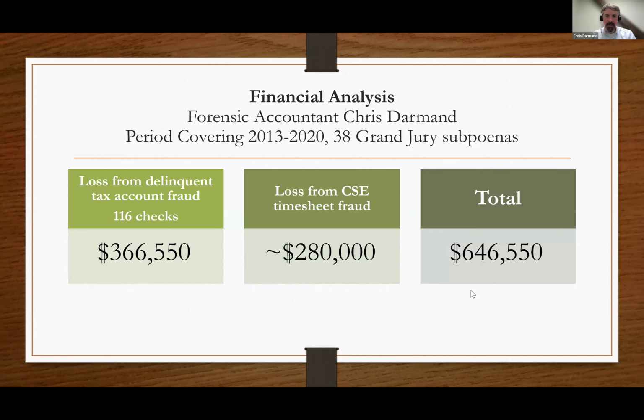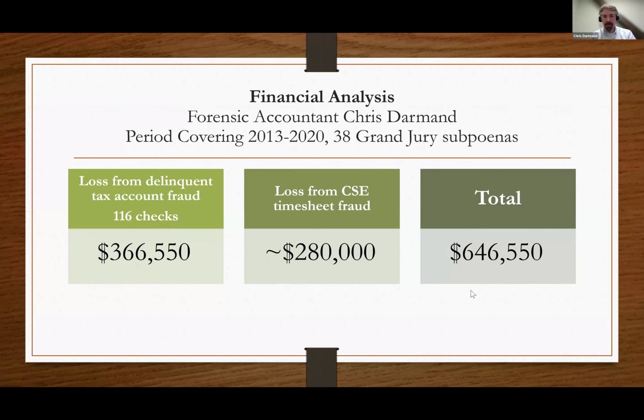Specific to the delinquent tax account and bonuses paid to Ms. Hogan, that was $366,000, consisting of numerous checks. And there we could also see that those statements were often addressed to home and or the personal office of Mr. Hogan, where only they would have visibility to it.